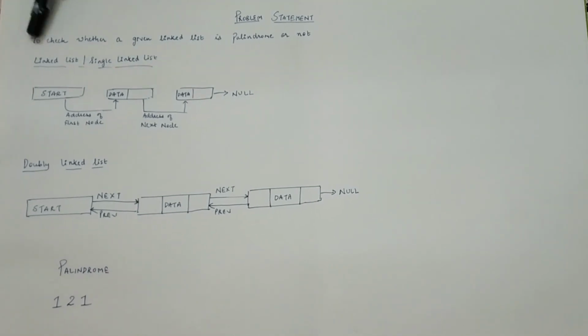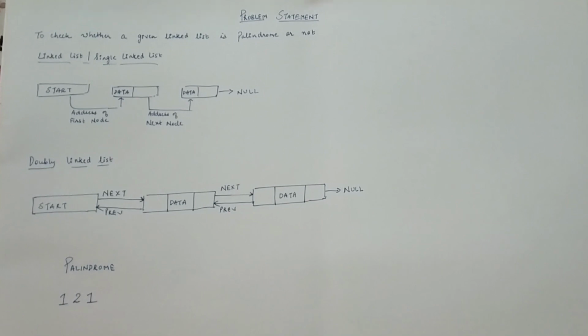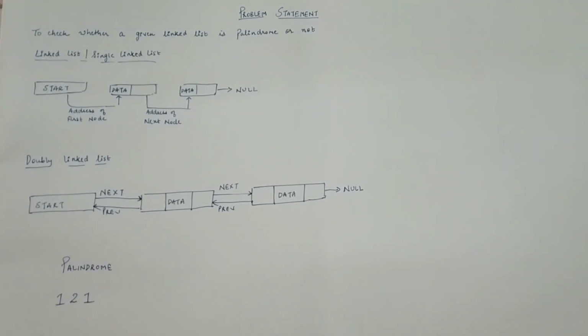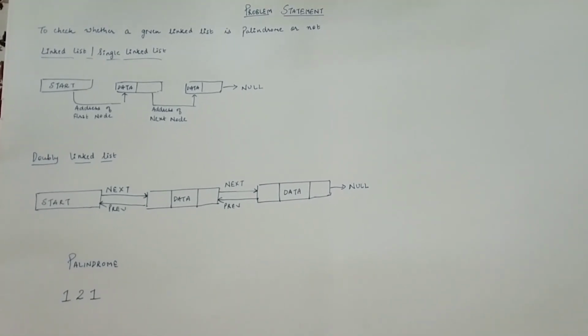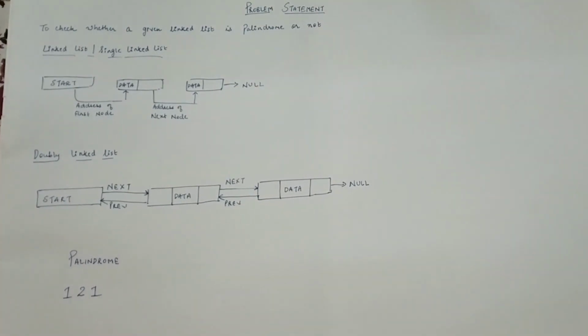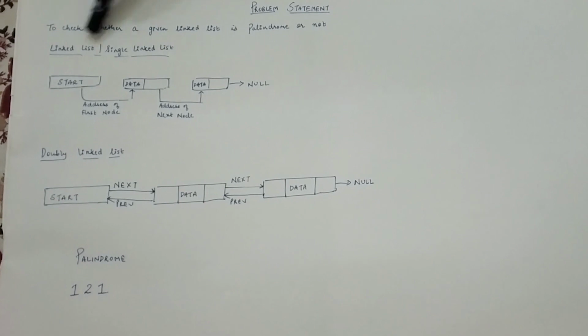It states that to check whether a given linked list is a palindrome or not. In order to understand this program, we need to know what is a data structure. So a data structure is a collection of elements in an organized and efficient way. It is of two types: primitive and non-primitive data structure. The non-primitive data structure consists of a linked list.